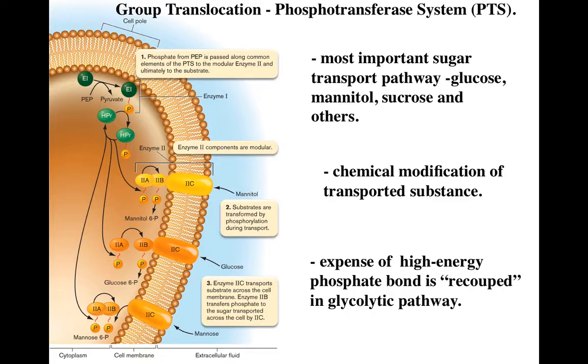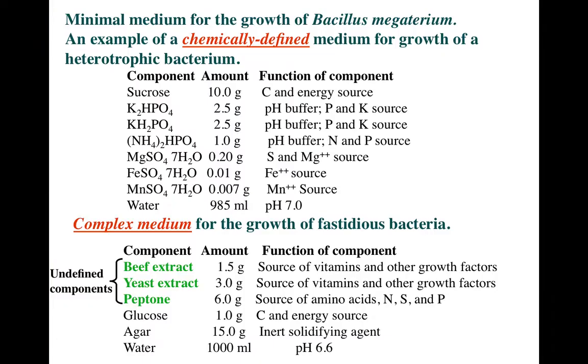This kind of recoups the energy that was lost because a glycolytic pathway intermediate, phosphoenolpyruvate, was used up in the process. But now what fits into the glycolytic pathway is actually one step down, glucose 6-phosphate. But glucose is always brought in preferentially first.